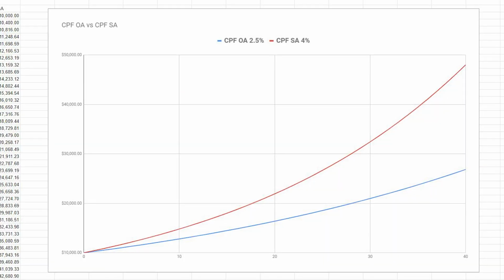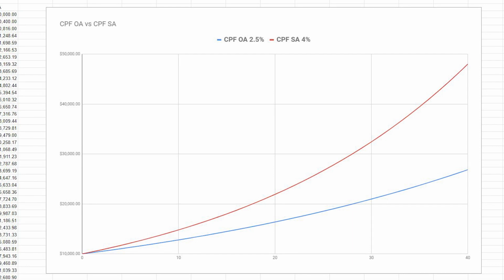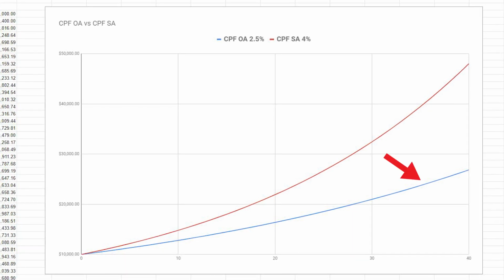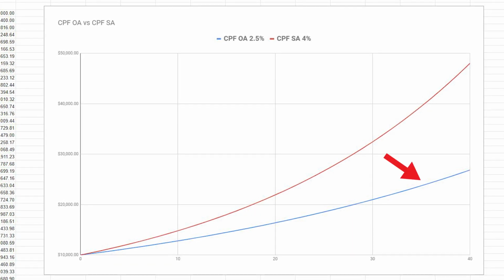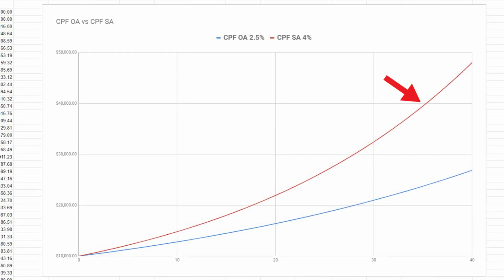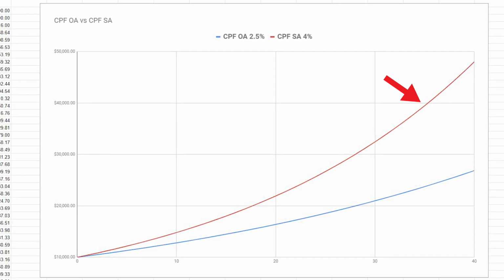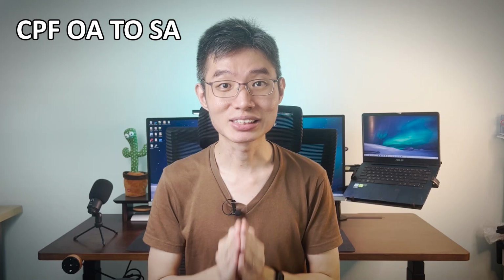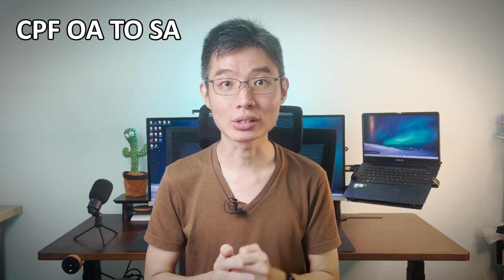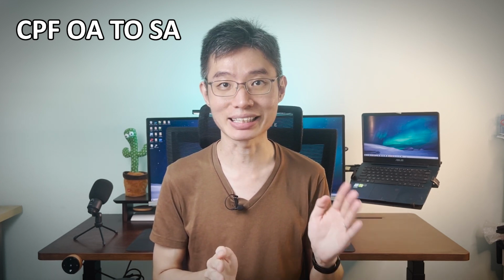Check this out. If we have 10k in CPF OA and SA, after 40 years, the money in CPF OA will grow to around 26.8k. But CPF SA will have 48k, almost twice the amount, just because of the extra 1.5% interest. So, if you want a risk-free way to grow your CPF money, just transfer it to CPF SA.